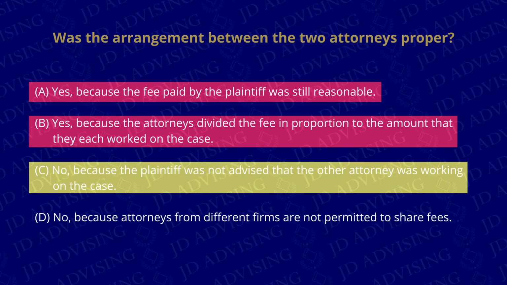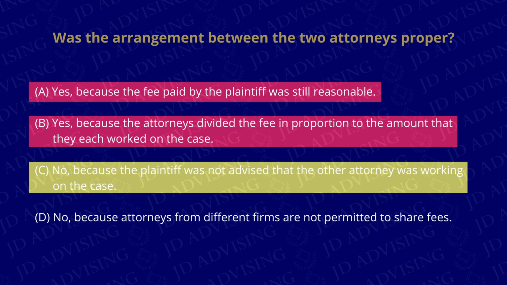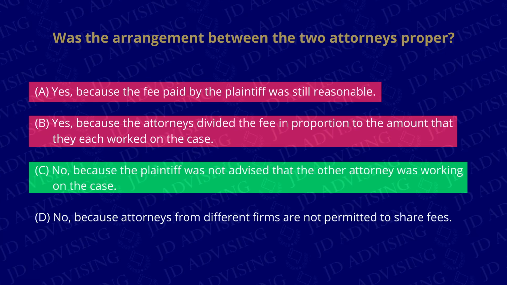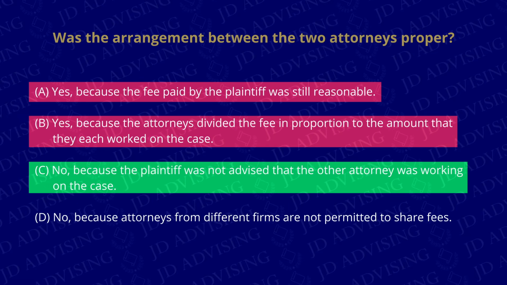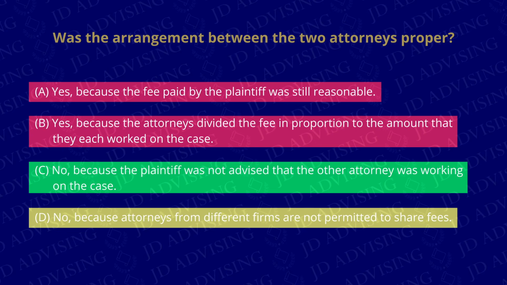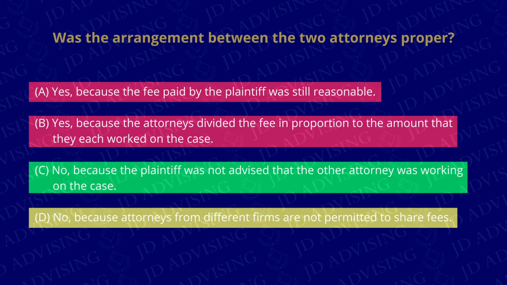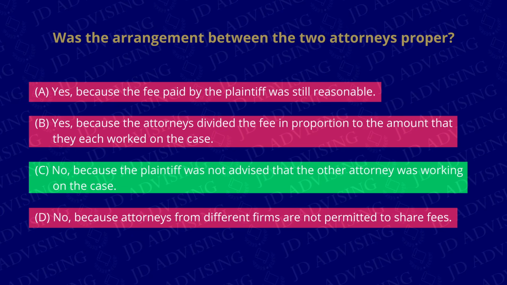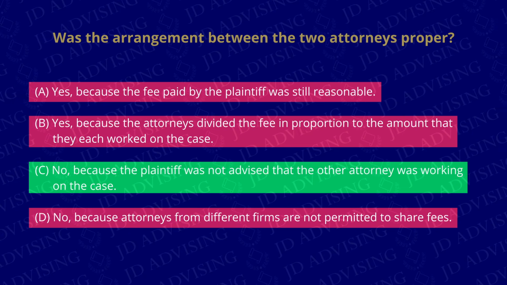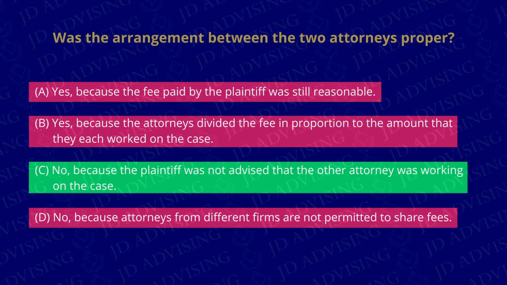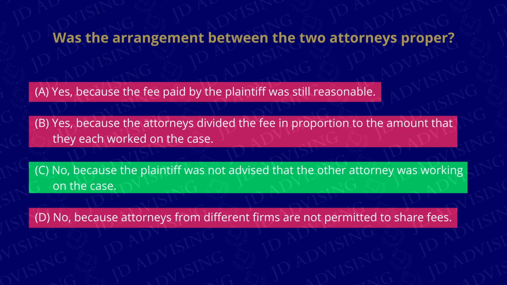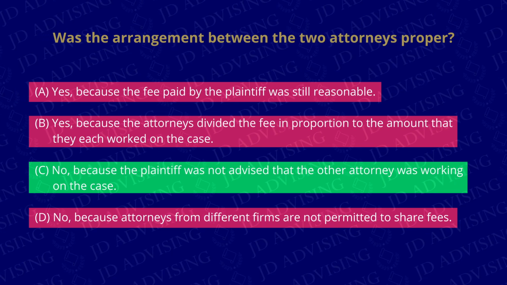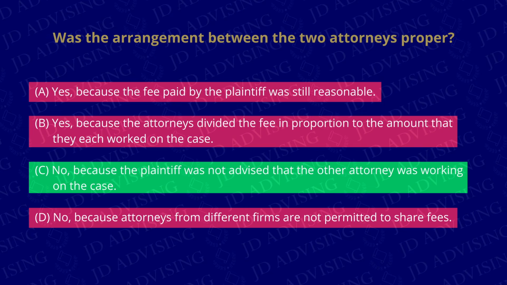C says no, because the plaintiff was not advised that the other attorney was working on the case. So C looks pretty good. That's what we articulated. But let's double check to see if D is wrong. D says no, because the attorneys from different firms are not permitted to share fees. Well, answer choice D is wrong because as we've learned, the general rule is that lawyers shall not share fees with another lawyer. But we have also learned there are two exceptions. And one exception allows lawyers from different firms to share fees so long as those three requirements under the rule have been met. So D misses that point, which makes C the best answer.